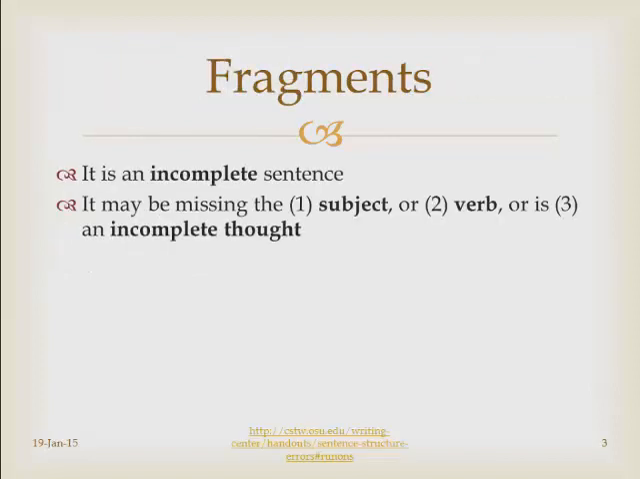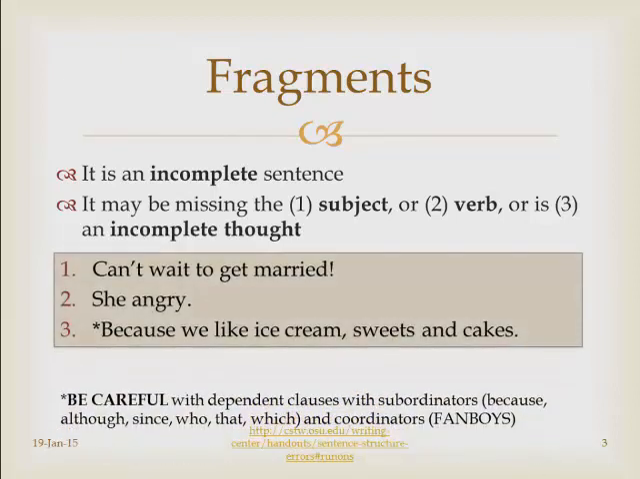So, firstly, fragments. Now, a fragment is an incomplete sentence. And how is it incomplete? It may be missing the subject of the sentence, or it could be missing the verb of the sentence, or it is an incomplete thought. The thought is just not complete, or like we've discussed before, it could be a dependent clause on its own, which cannot stand alone. Therefore it is incomplete. So let's look at some examples.